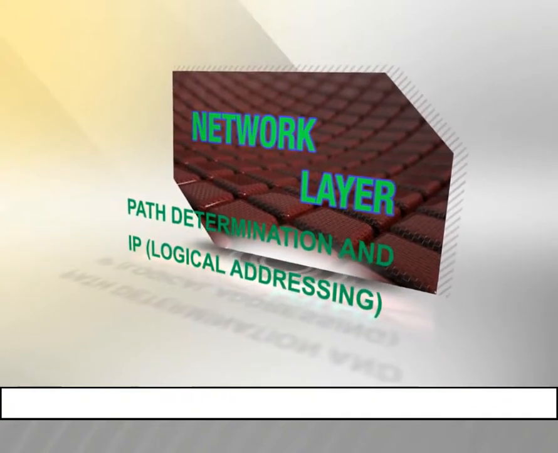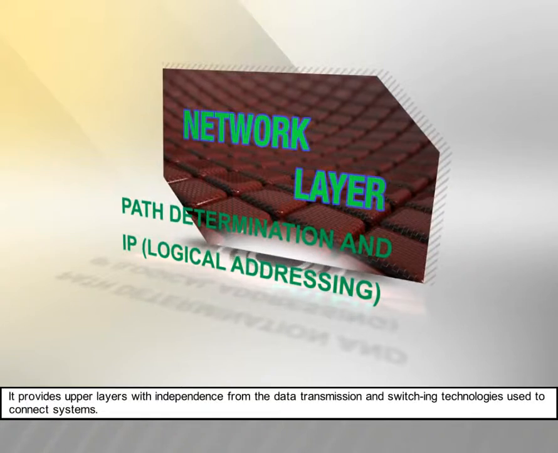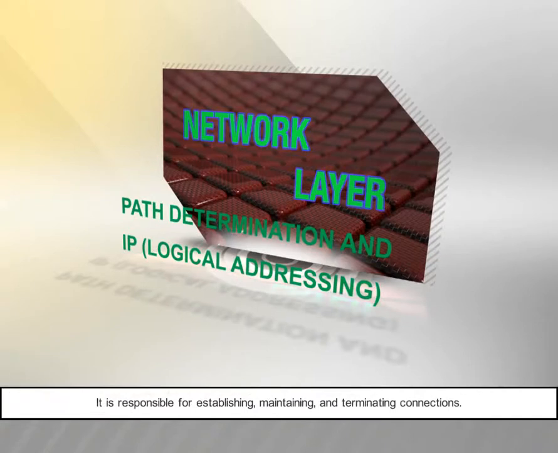Network layer: path determination and IP, logical addressing. It provides upper layers with independence from the data transmission and switching technologies used to connect systems. It is responsible for establishing, maintaining, and terminating connections.